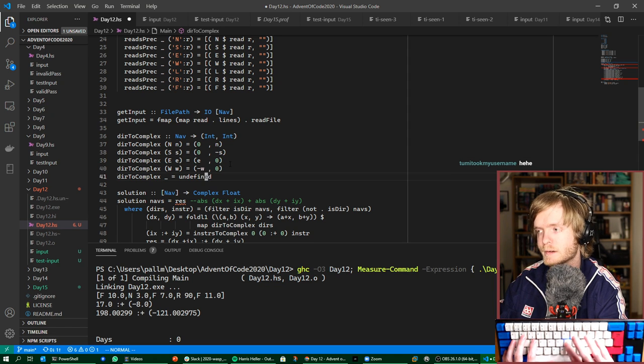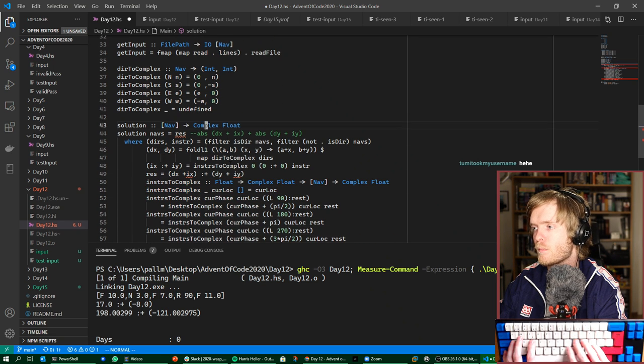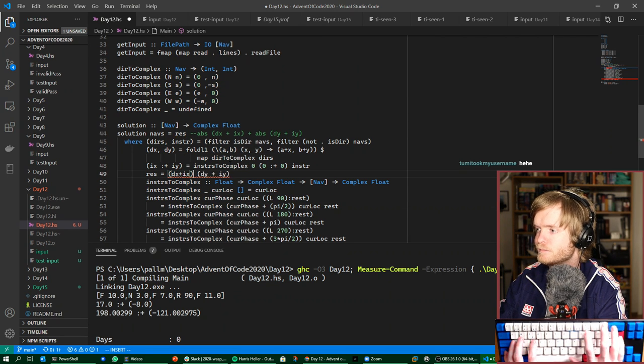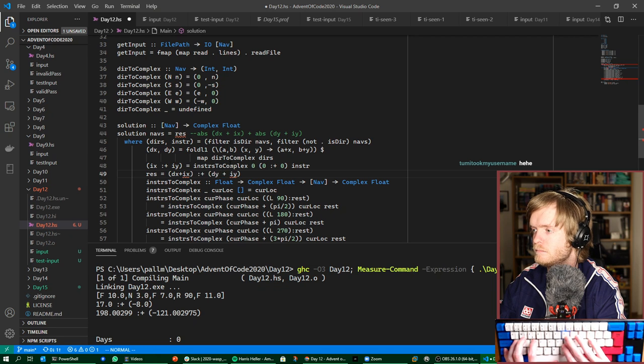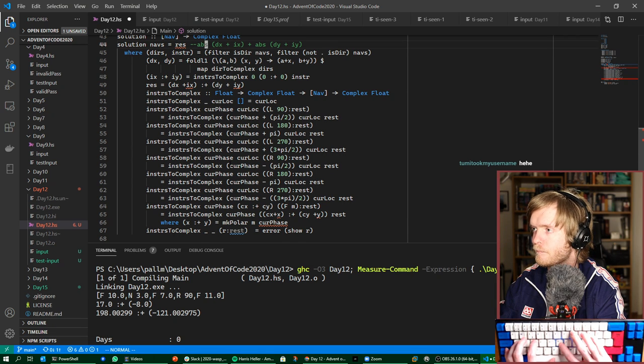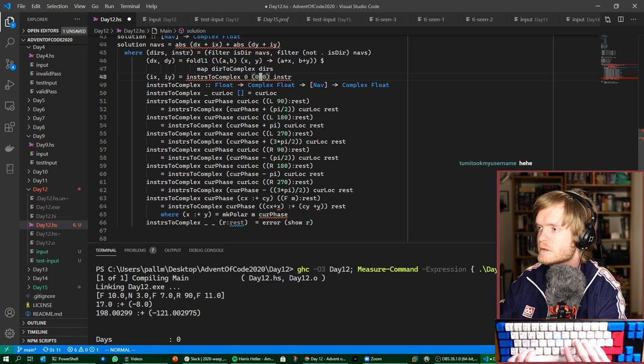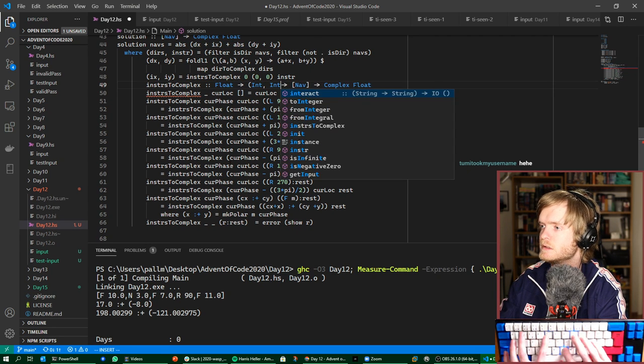Wasn't really counting on floating point errors. You don't have to deal with them that much in Haskell, you know? They just don't quite show up. Dx plus Ix, comma. This is too complex. Now this is gonna be quadruple 0. Inster. Come on.